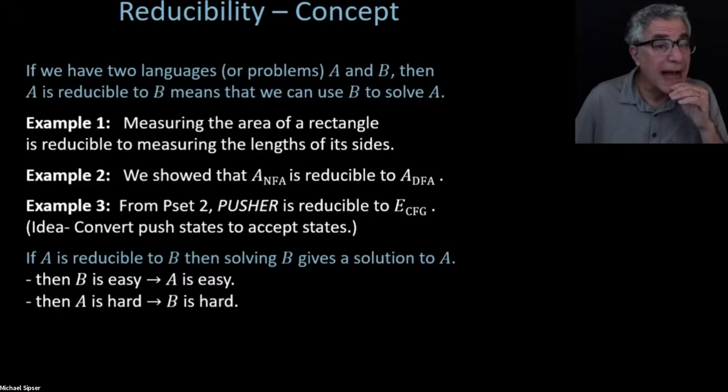So somebody's asking, is it possible that A is reducible to B and that B is also reducible to A? That's a good question. That can certainly happen. In that case, in a certain sense, A and B are going to be equivalent. So solving one is going to be just as easy or hard as solving the other one.